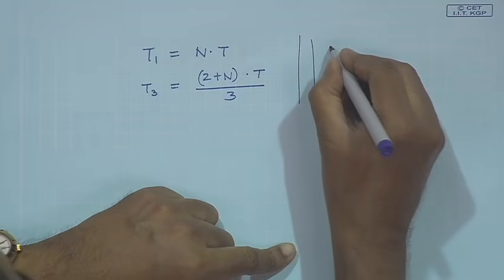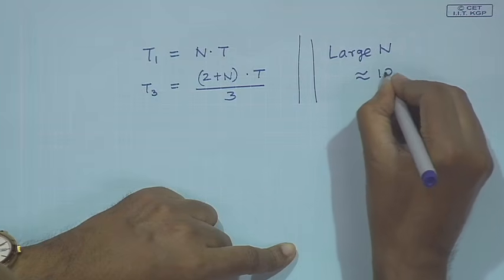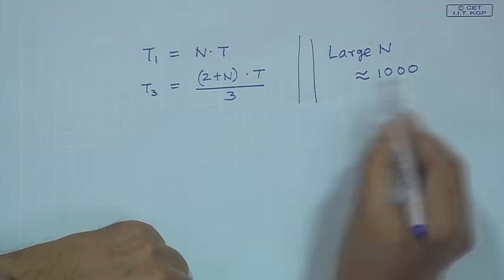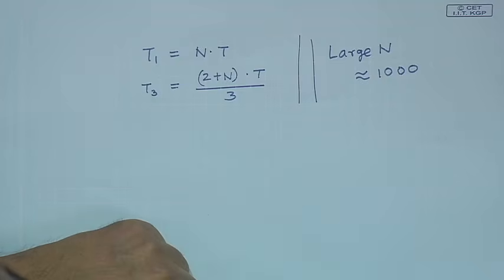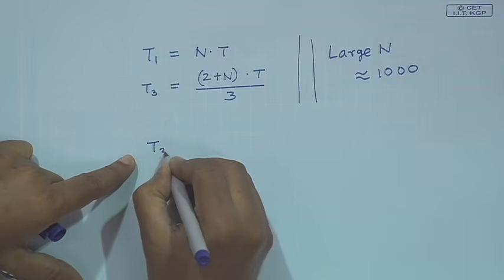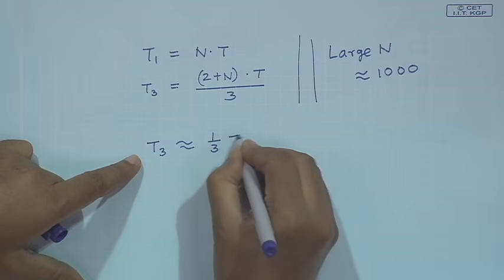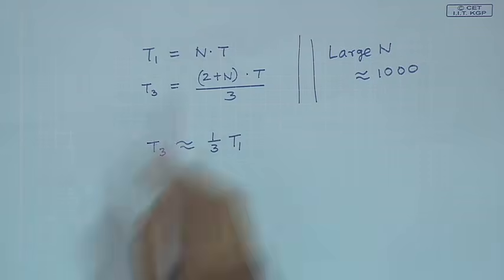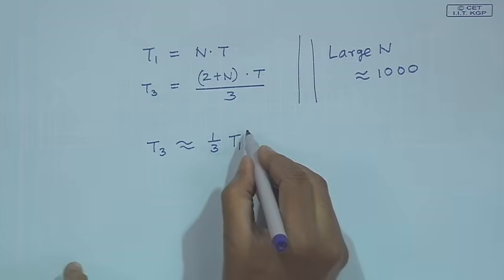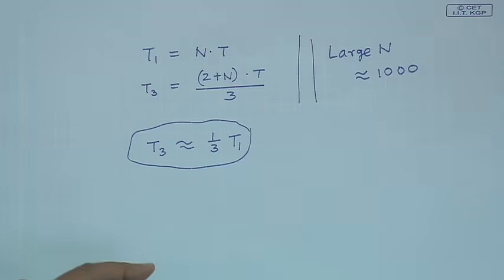Let us assume that the value of n is very large. Let us say, for example, I am washing 1000 clothes. So, with respect to 1000, you can ignore this 2, it is negligible. So, what you can say is that your T3 is approximately 1/3 of T1. T1 was nT, T3 is approximately nT divided by 3. So, you have gained a 3 times speed up without investing in 3 machines.